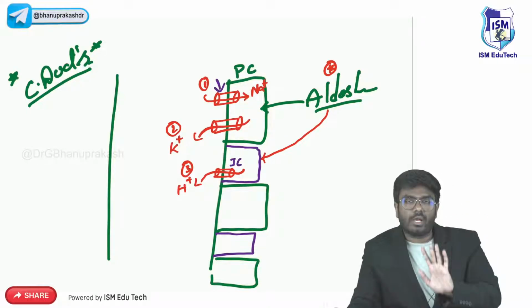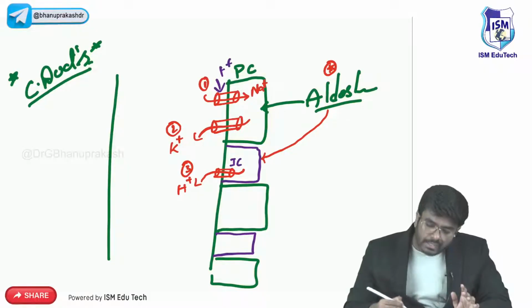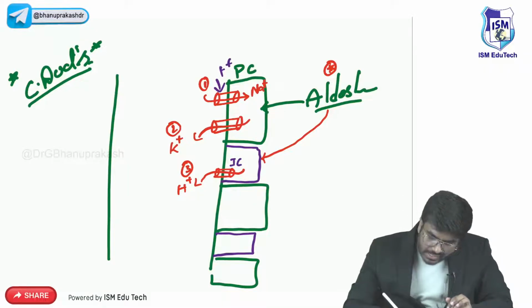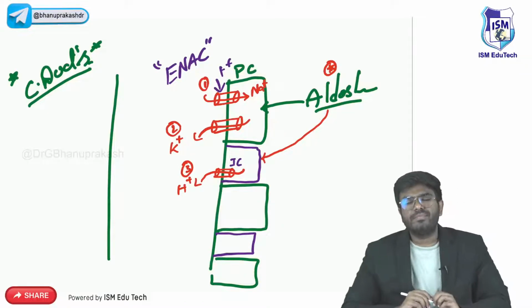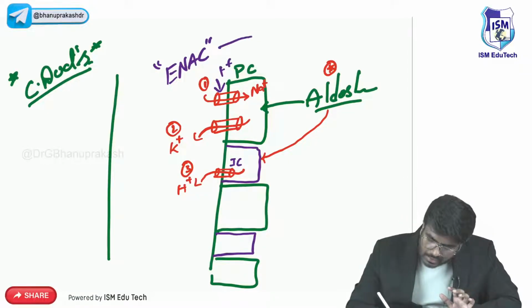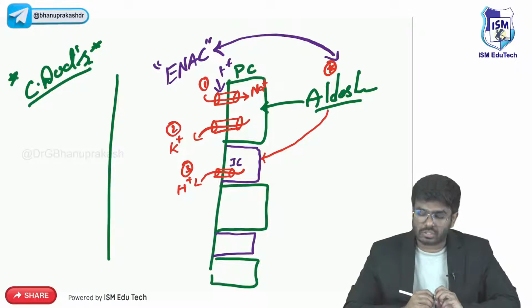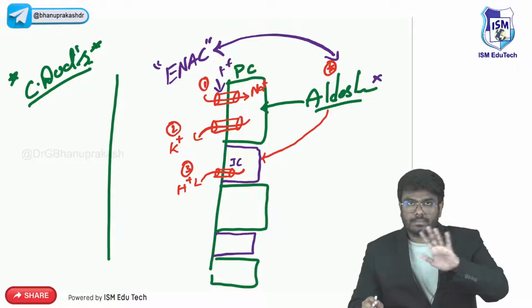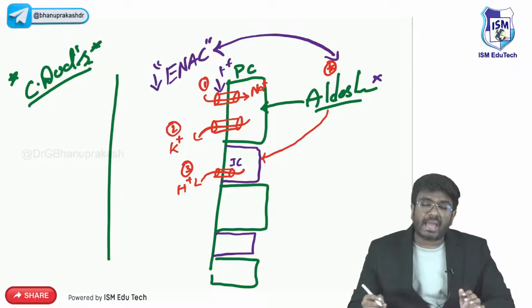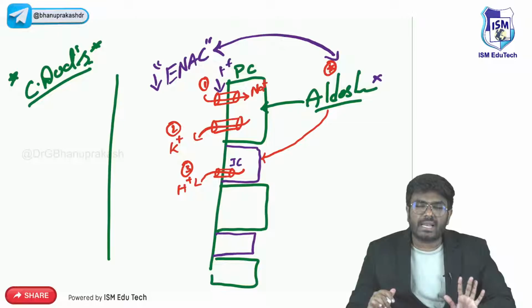Even without aldosterone, it is continuously working. Do you know what is the name of this channel? This channel is called ENaC, the epithelial sodium channel. These epithelial sodium channels are under the control of aldosterone. Whenever aldosterone is not there, then automatically ENaC activity should go down.